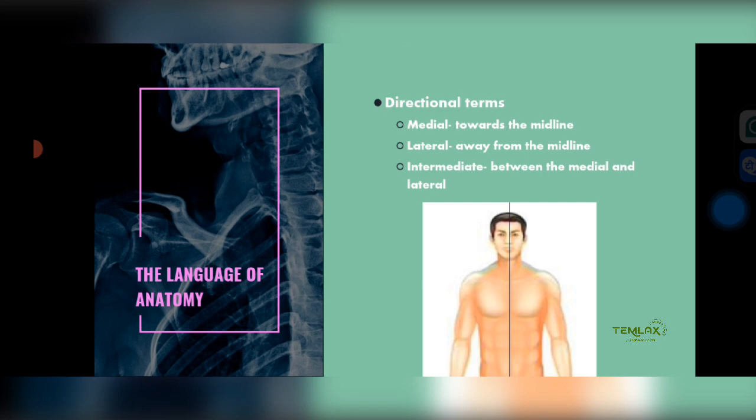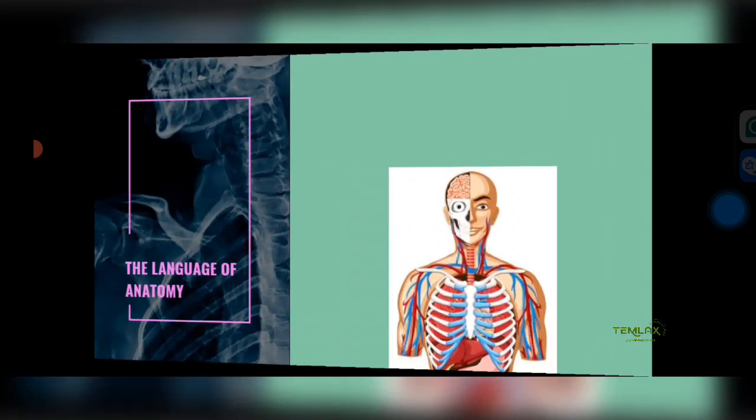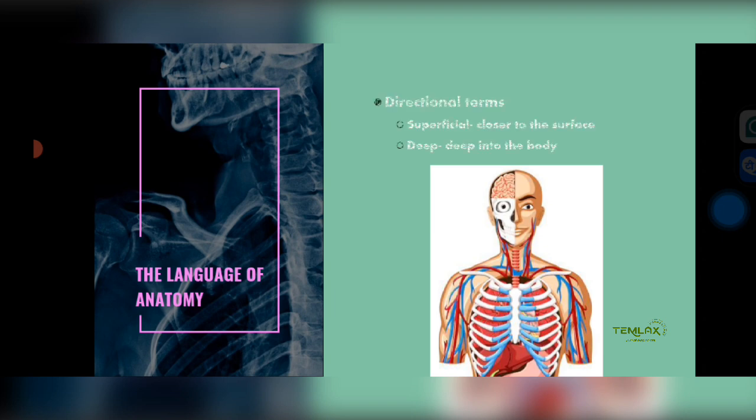Another directional term that we'll look at is superficial and deep. Superficial means closer to the surface, and deep means deep into the body. Now this diagram is a very good example. You can see the skin, the skull, the brain as well. The brain is deep to the skull and the skull is deep to the skin, while the skin is superficial to the brain and superficial to the skull as well, and the skull is superficial to the brain.